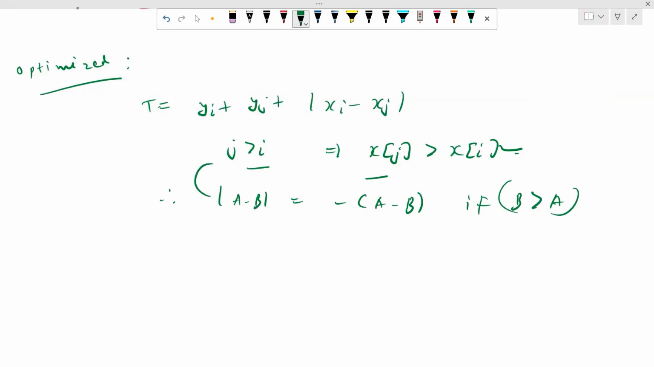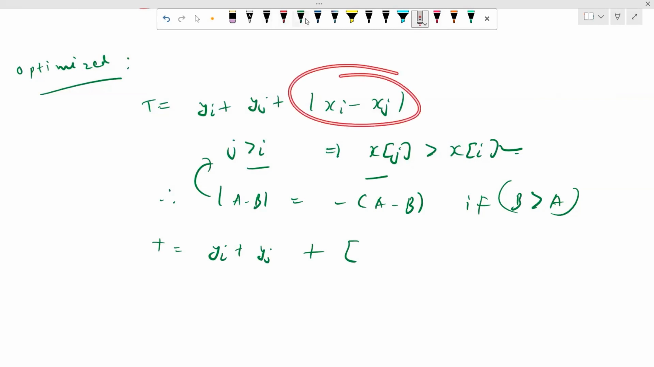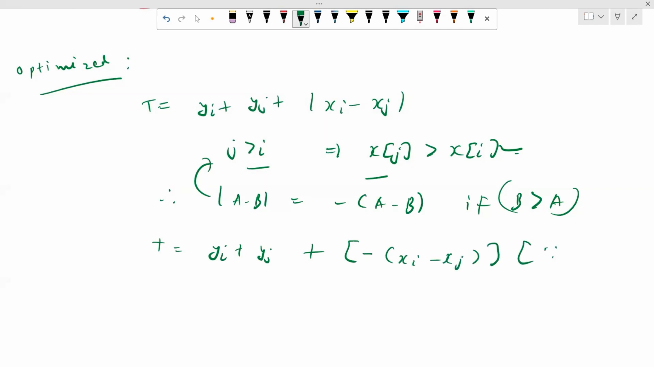So now, following this condition, we just need to update our equation. So yi plus yj plus, we can write this as xj minus xi, because over there, what's the main reason? xj is greater than xi, right? This is the main reason over there. So now this equation will be yi plus yj plus xj minus xi.